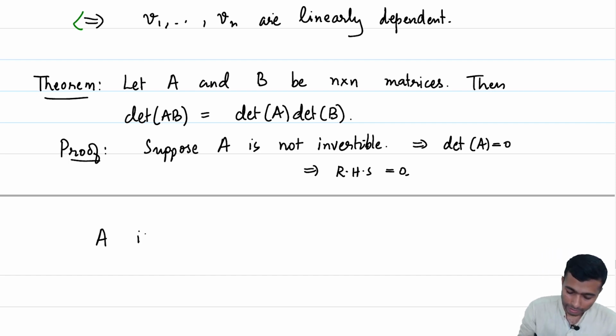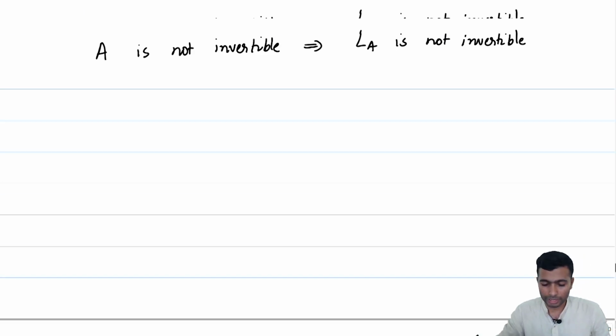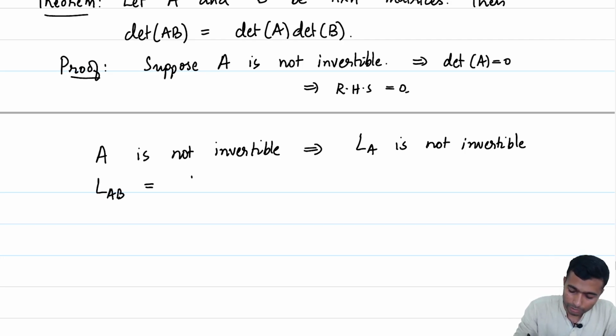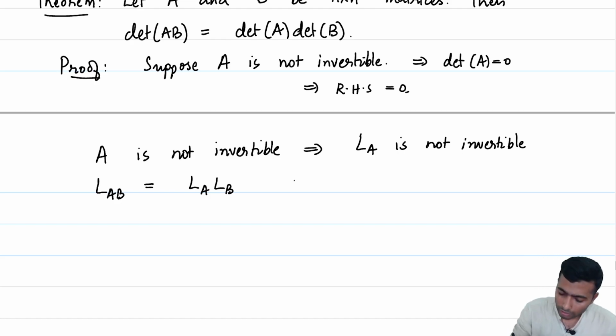Well, A is not invertible implies that LA is not invertible. And these are all corollaries to the theorem just proved, the theorem prior to the previous one. Now, if you look at LAB, that is equal to LA LB, and the fact that LA is not invertible implies that LA is not surjective, and therefore LA LB can also not be surjective. This implies that LAB is not invertible.